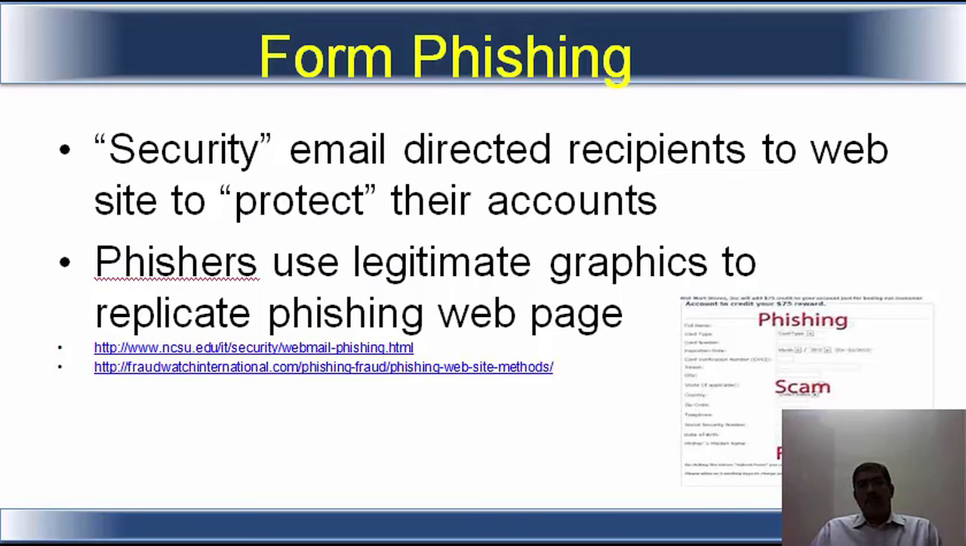A variation of phishing is form phishing. It's a security email which directs the recipients to a website to protect their account. Suddenly you will receive a message from a bank stating, go to this website, change your credentials immediately. That's a form of form phishing. Phishers use legitimate graphics to replicate the phishing web page. So when you look at the mail body, it looks exactly as though it has originated from the bank. If it is XYZ bank, the logo, the color combination, the font, everything will be the same. But actually it is a kind of form phishing.